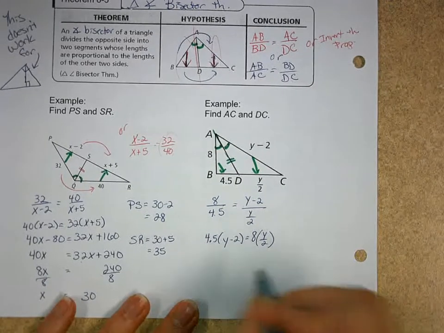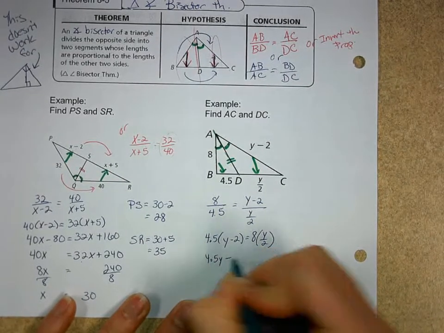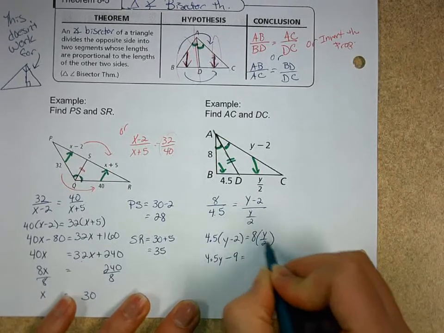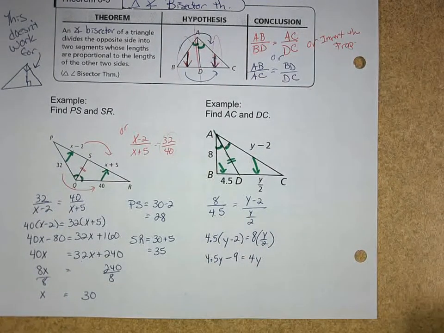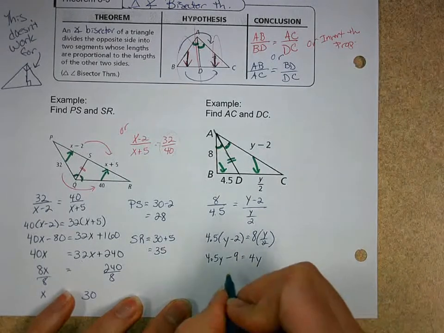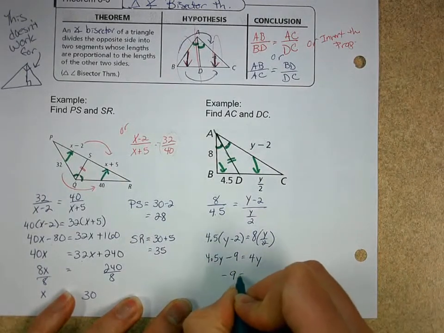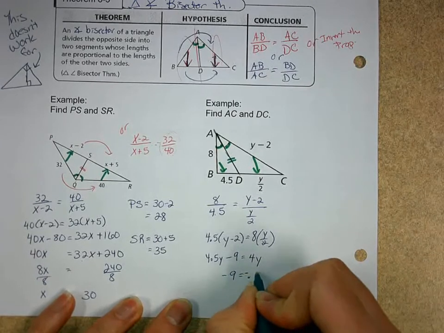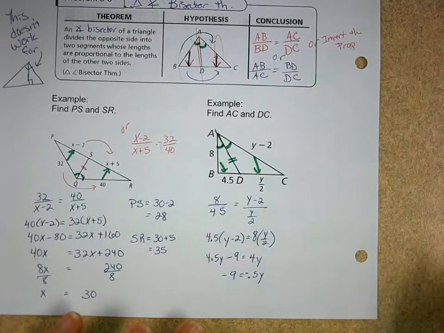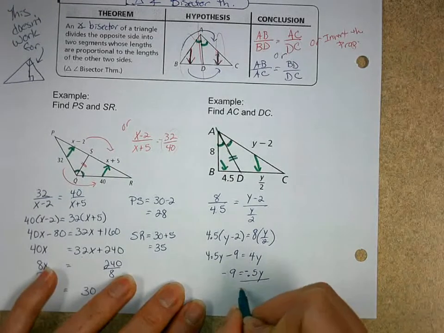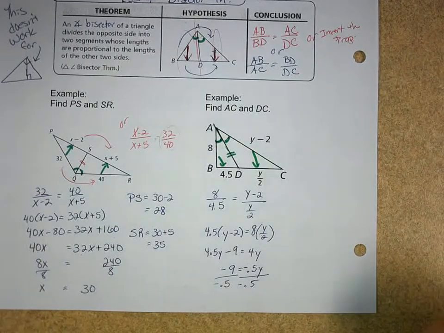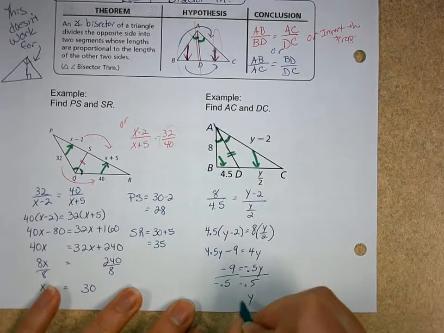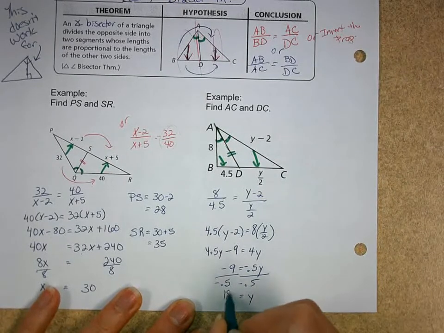I'm going to distribute 4.5. So I get 4.5y minus 9 equals, well, 8 divided by 2. That's 4y. So then I go ahead and I subtract 4.5y from the other side. So I get negative 9 equals a negative 0.5y. All right, let the math do the work for us. Divide by negative 0.5. Yes, I just gave you permission again to use the decimal. Remember, decimal already in the problem, we're not going to fight it. So what do we get? We get y is equal to 18.